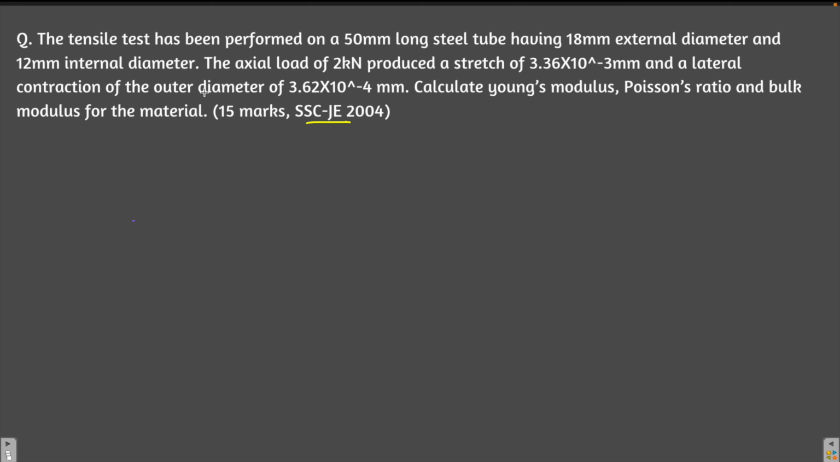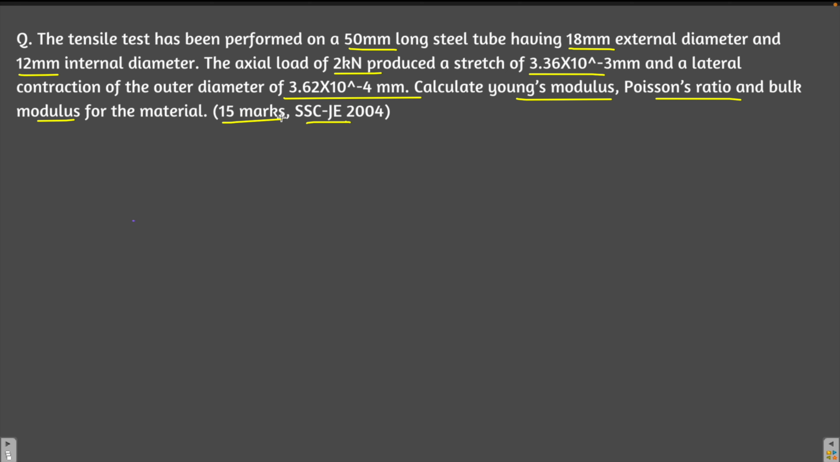The question says that a tensile test has been performed on a 50 millimeter long steel tube having 18 mm external diameter and 12 mm internal diameter. The axial load of 2 kN produces a stretch of 3.36 into 10 to the power minus 3 millimeter, and the lateral contraction of the outer diameter is given. We have to calculate the Young's modulus, the Poisson's ratio, and the bulk modulus of the material. This question was of 15 marks in the SSC JEE 2004.